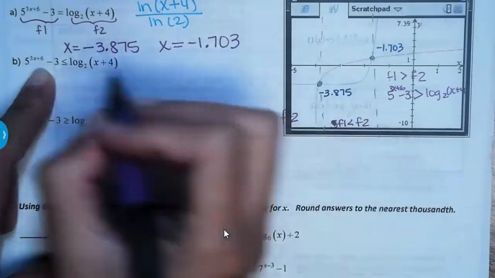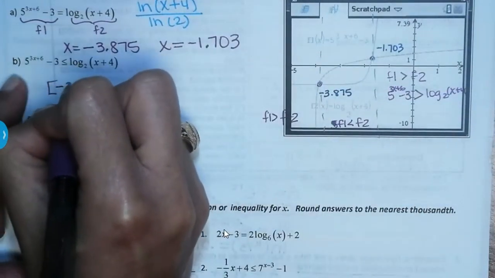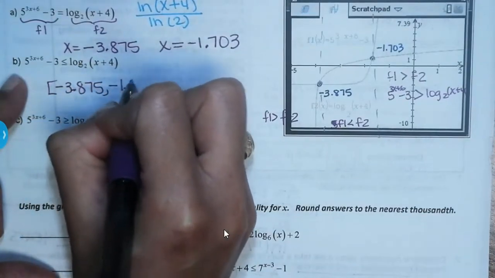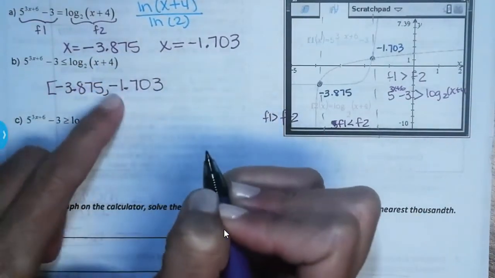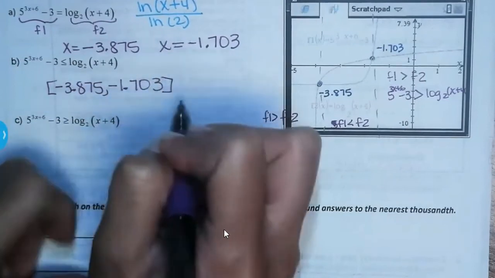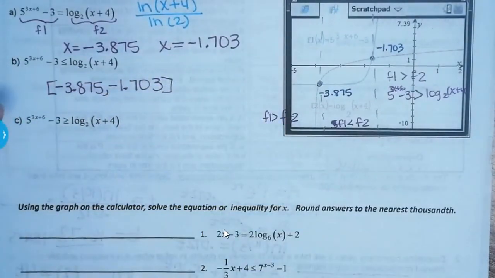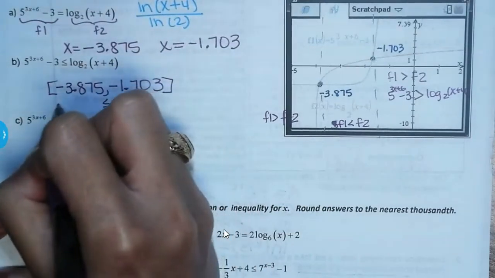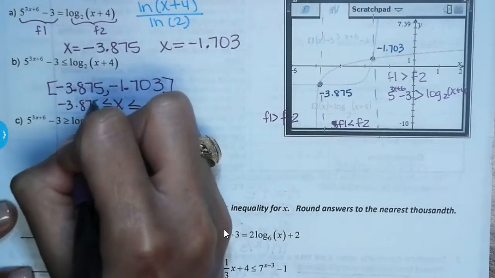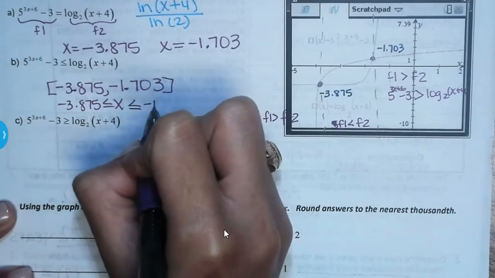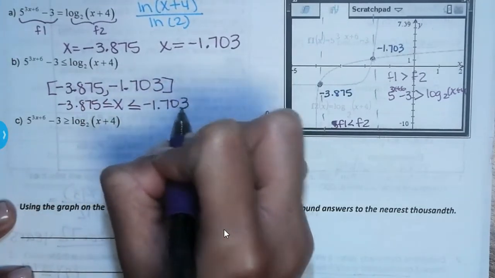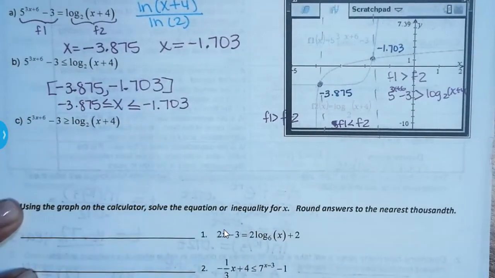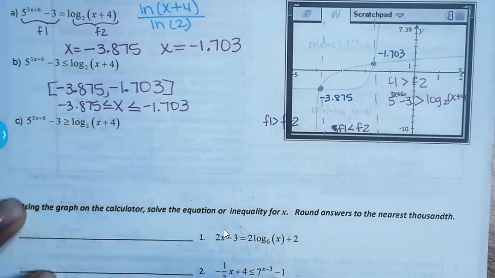So we're going to put between -3.875 and -1.703. Brackets to show that it's inclusive, or if you're doing set notation, you can do the same thing with set notation. These are for response on the quiz next week. So you can just choose either interval or set notation, or just follow directions if I ask you for interval.